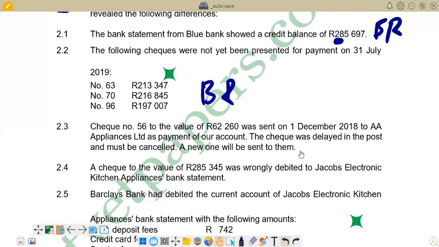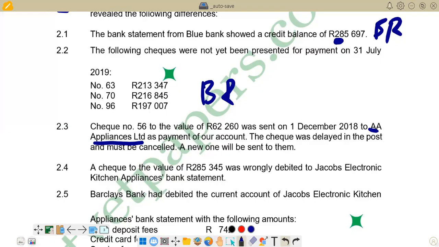Remember, whenever we issue a check, we record it in our cash book. So when it is returned, we need to cancel it. This was a check for a payment, so it was recorded on the credit side of the cash book. To remove it, we go to the opposite side, which is the debit side, and enter the 62,260. So on the debit side, we are going to put that amount of 62,260. For the description, we put AA Appliances Limited.